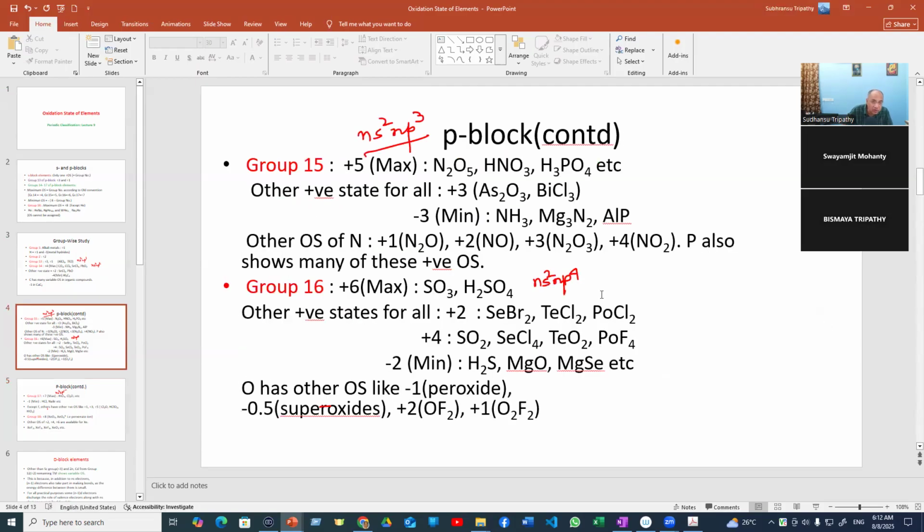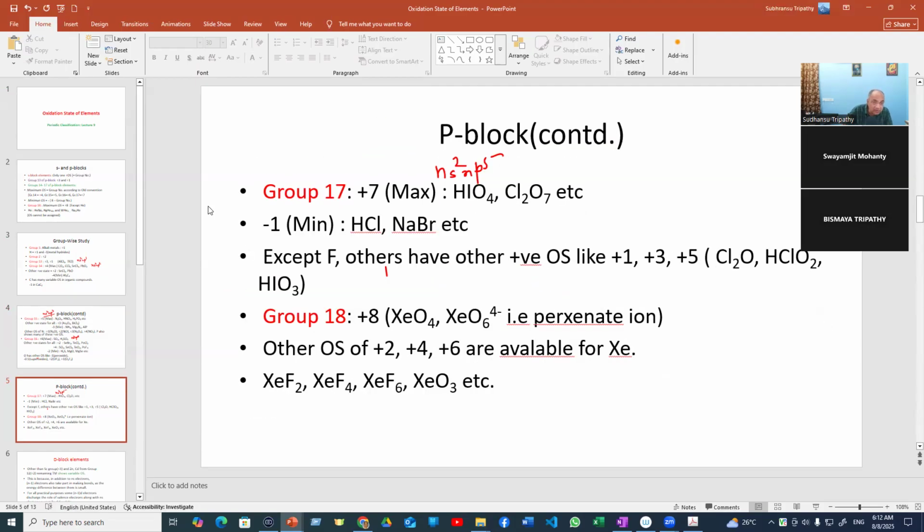Group 17, similarly plus 7 in periodic acid, dichlorine heptoxide. Minimum is minus 1, HCl, NaBr, and in between there will be plus 1, plus 3, plus 5. Plus 1 dichlorine monoxide, plus 3 it is chlorous acid, plus 5 it is iodic acid. One example has been given in each case, but there are multiple as you study the individual groups.